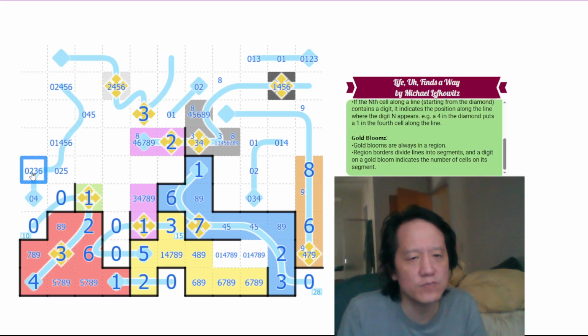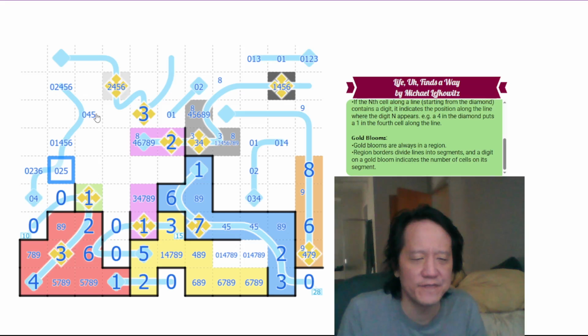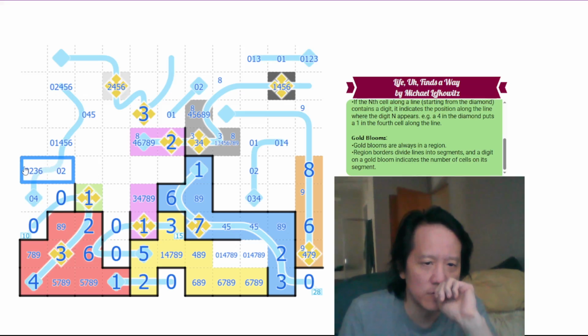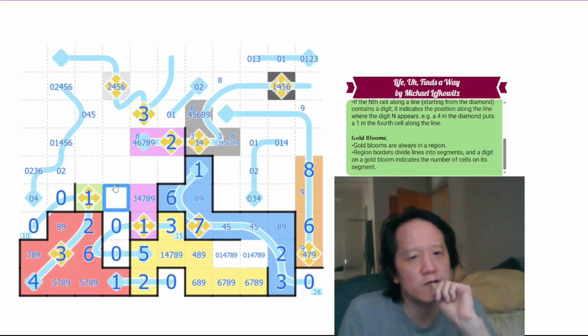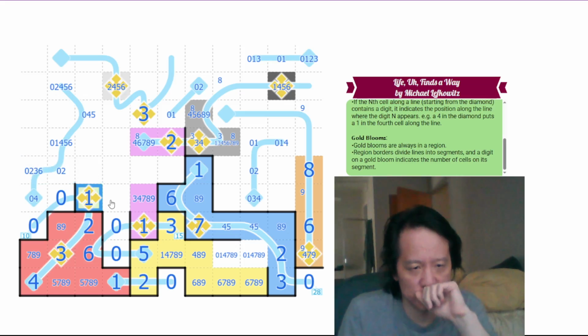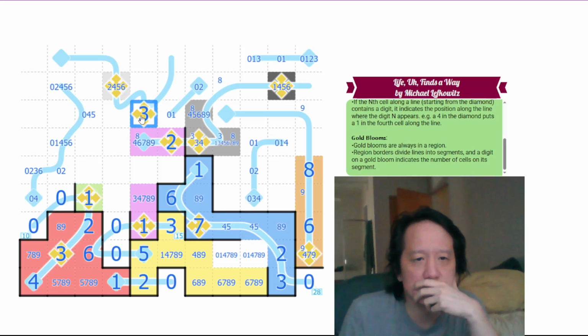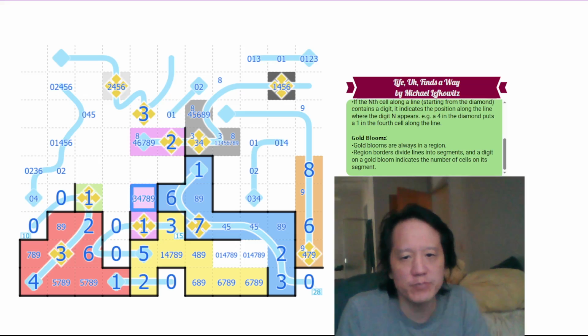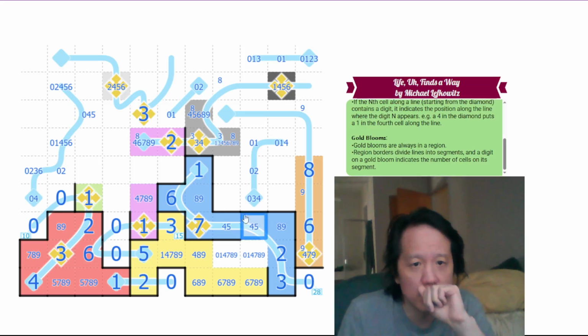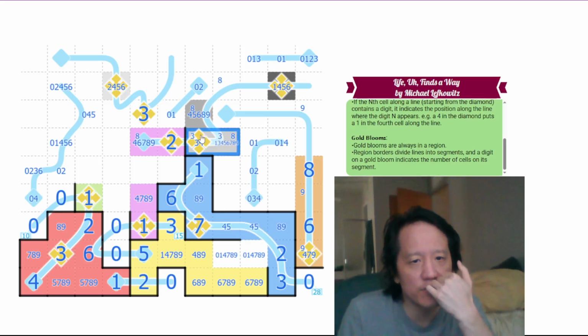This can't be 5. So if this is not a 0, it's 2. We don't know what this is then. This can't be 3 because of the 3 in the column. One of these is 3.